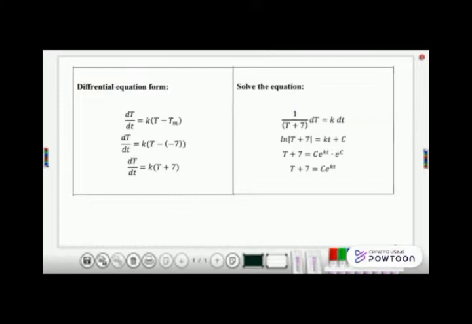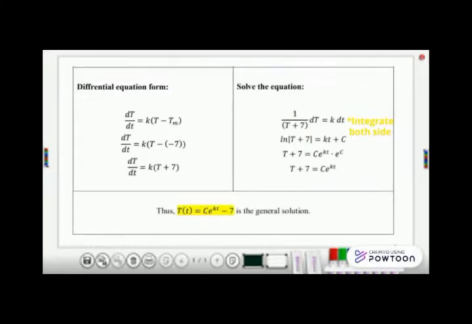And then we solve the equation by multiplying by 1 over T plus 7 on both sides, and then we get 1 over T plus 7 dT equals k dt. And then we integrate both sides, and we get ln modulus T plus 7 equals kt plus C. In order to eliminate ln, we take the exponential of both sides, and then we get modulus T plus 7 equals exponential kt times exponential C. And next, we can absorb the exponential C, and we get T plus 7 equals C exponential kt. Thus, the general solution is T equals C exponential kt minus 7.